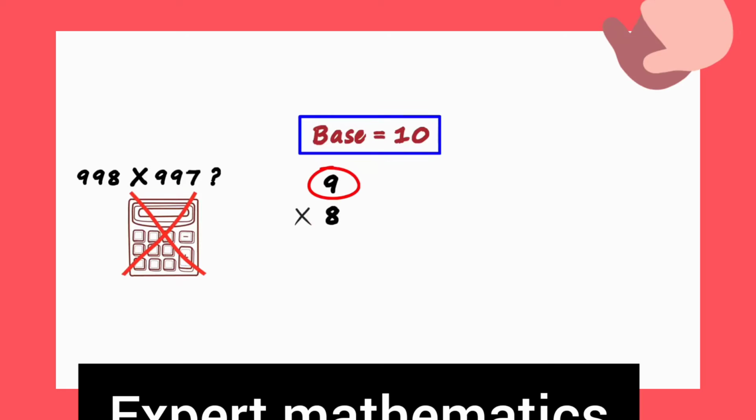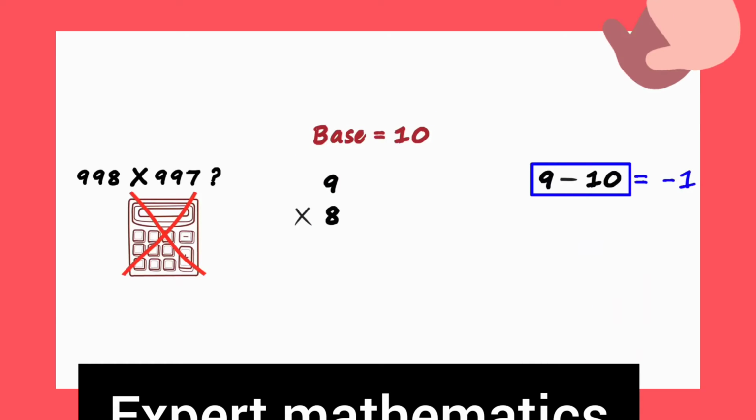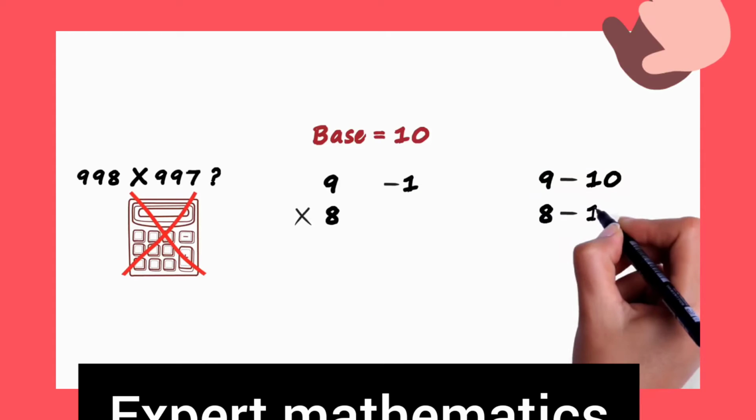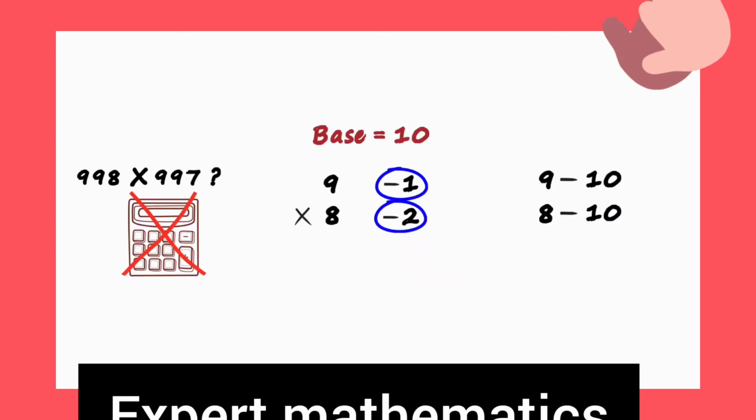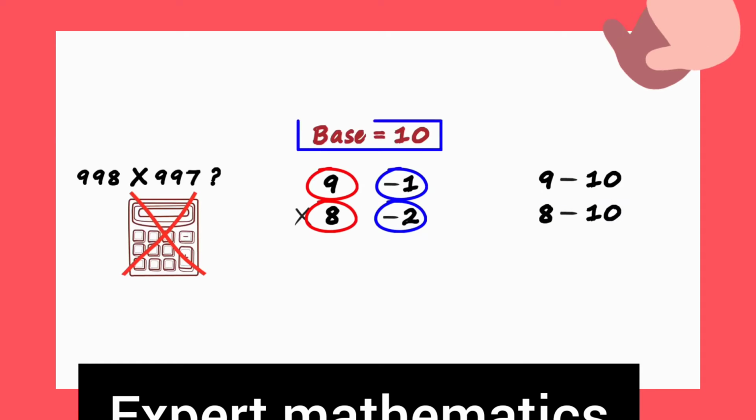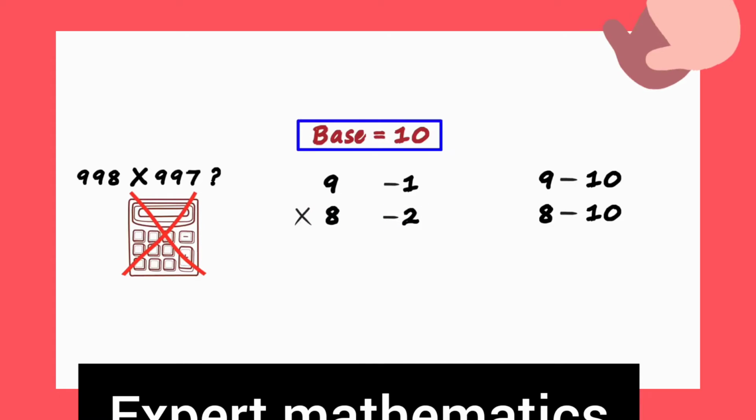Subtracting the base from the first number, we get 9 minus 10. That equals minus 1. We write it next to that number. Next would be 8 minus 10. That equals minus 2. These two numbers tell us how far these two numbers are from the base. 9 is minus 1 units away from the base and 8 is minus 2 units away from the base. So the initial two steps: choose the base and subtract it from the numbers.